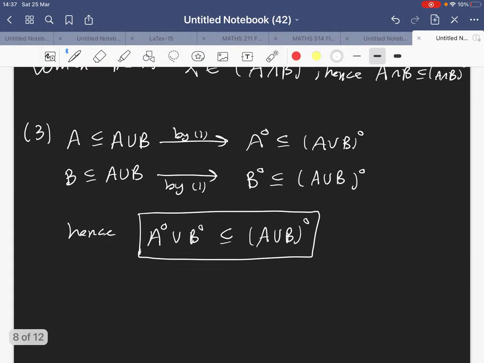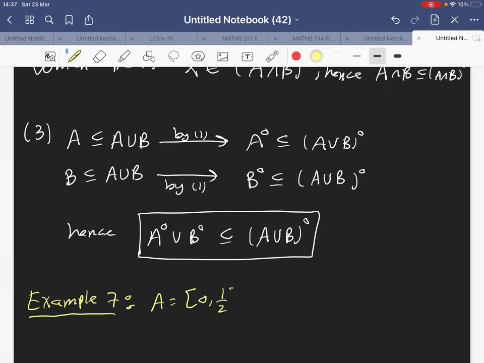Now, why can't we prove that those are equal? Let us see an example of two sets where this is not equal. So let me just do example 7. I want you to try to take A to be the set from 0 to half and B to be half to 1.